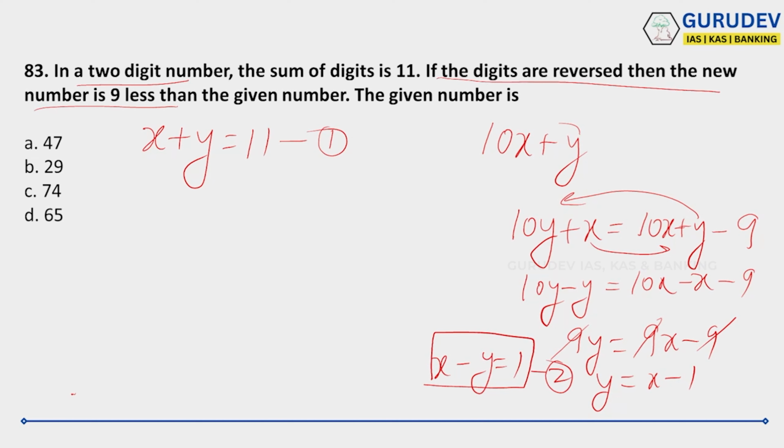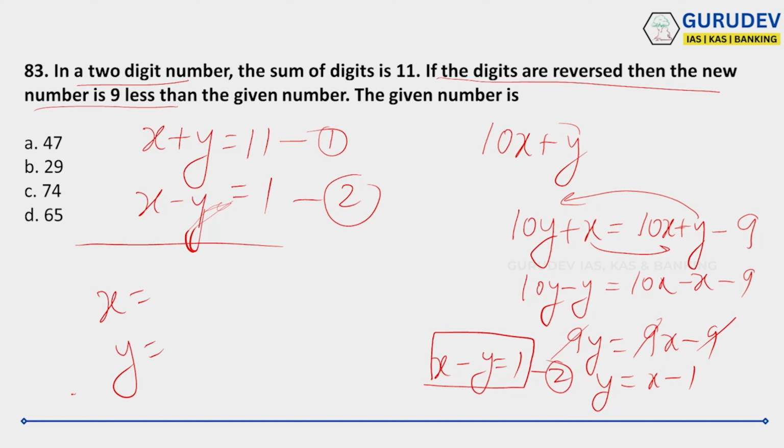If I solve equations 1 and 2, x minus y is equal to 1, this is equation number 2. Now don't solve this by cancelling y, plus y and minus y, whatever you are saying, don't solve it. I'll tell you the simple method over here. Just add: 11 plus 1 is nothing but 12. Just divide it by 2, you'll get the answer as 6. That is nothing but the x value.